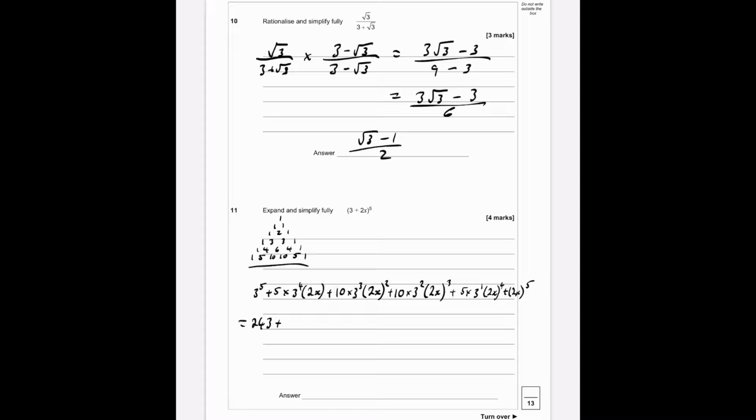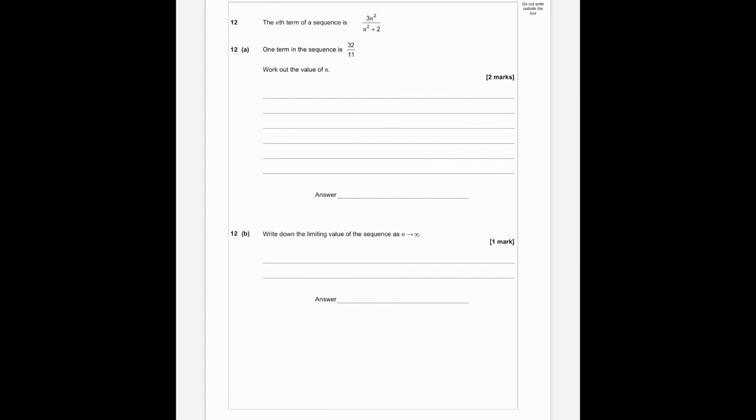3 to the 5 is 243, and each calculation, you can work out each one if you want to by doing each individual calculation, or you can just do it in your head if you're good at mental arithmetic. Anyway, 243 plus 810x plus 1080x squared plus 720x cubed plus 240x to the 4 plus 32x to the 5 is expanded and fully simplified.